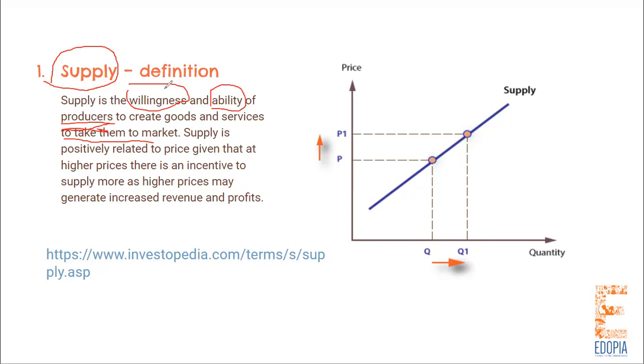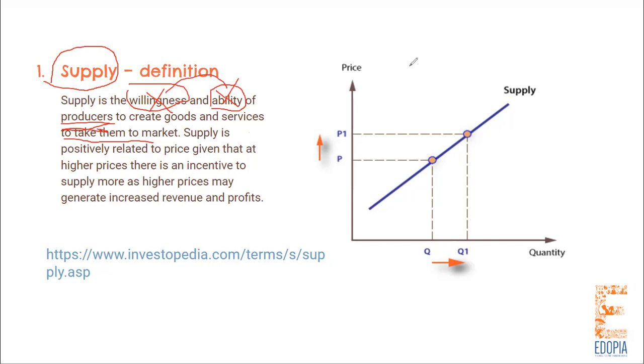So the definition would be incomplete if this is not there. It definitely would be nothing if both of them are not there. So it has to be both of them present: the producers have to produce, and then they take it to the market.